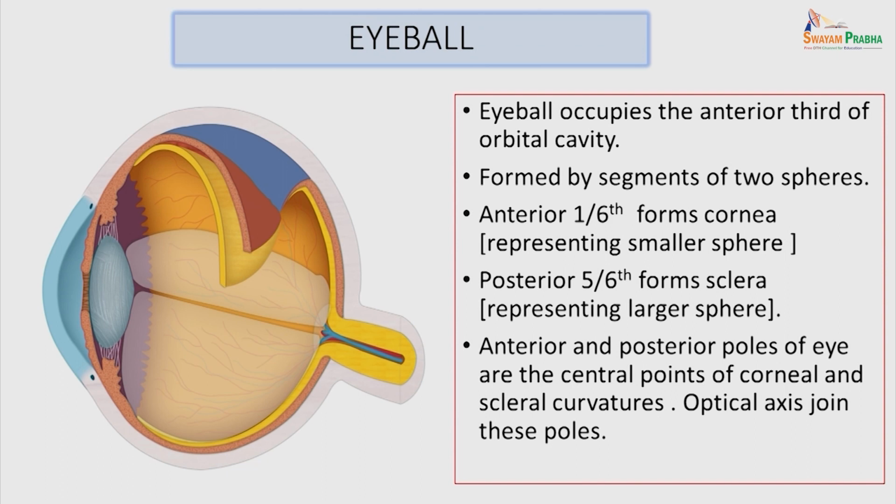Eyeball occupies the anterior third of the orbital cavity, formed by segments of two spheres. Anterior 1/6 forms the cornea, representing a smaller sphere. Posterior 5/6 forms the sclera, representing the larger sphere. Anterior and posterior poles of the eye are the central points of corneal and scleral curvatures. Optical axis joins these poles. In this diagram, you can see these two segments. This is the anterior segment, which is formed by the cornea, and this is the posterior segment, which is formed by the sclera. This forms part of a smaller sphere and this forms part of the larger sphere.